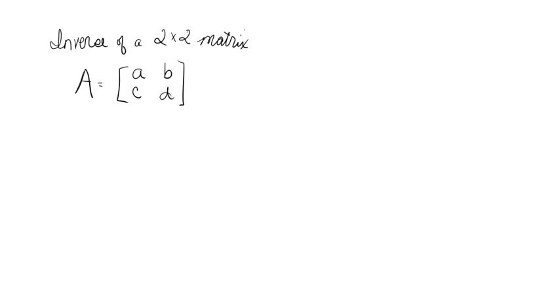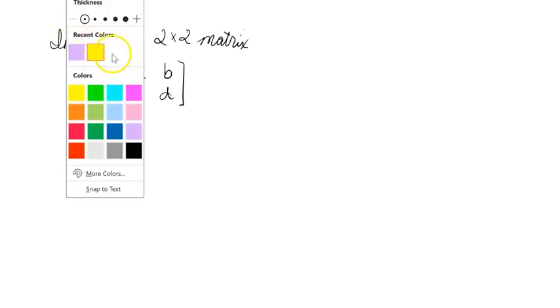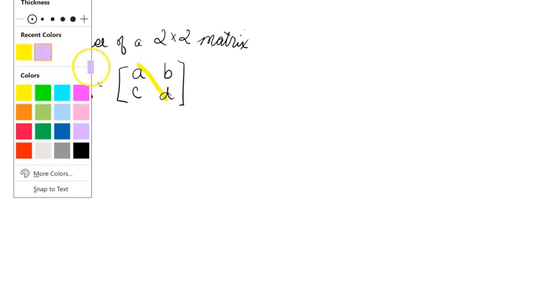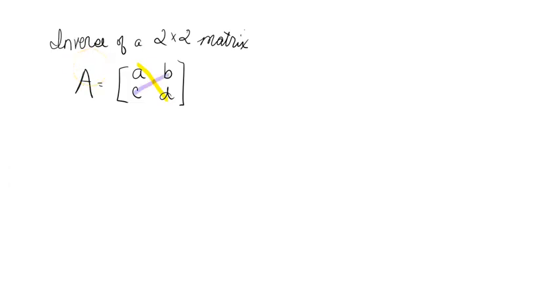Matrix A is invertible if and only if the diagonals, when I multiply the diagonals together, so if I multiply A times D, and then also B times C, so if AD minus BC does not equal 0, then this matrix is invertible.